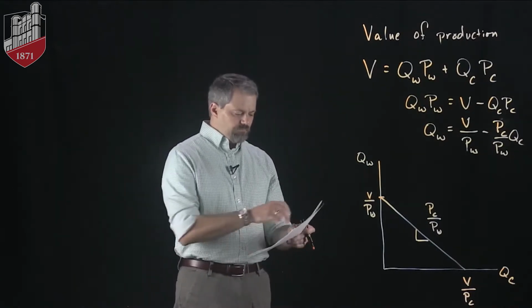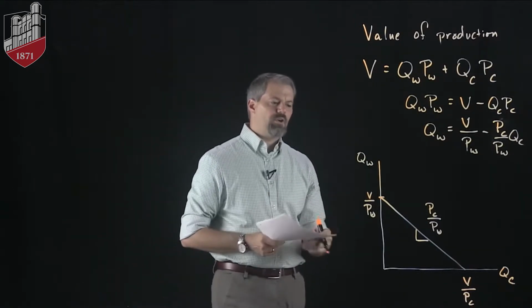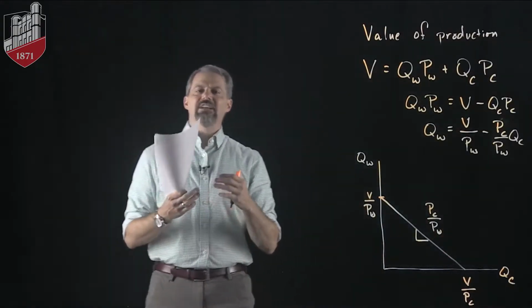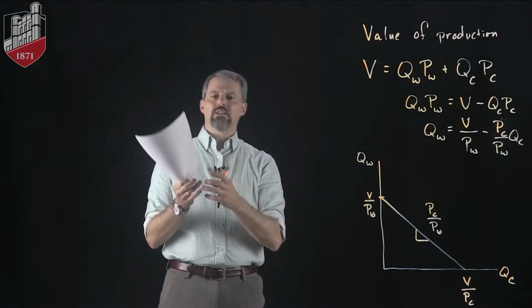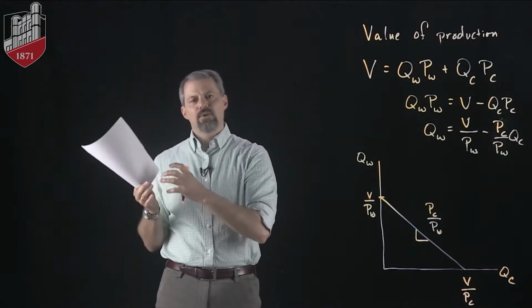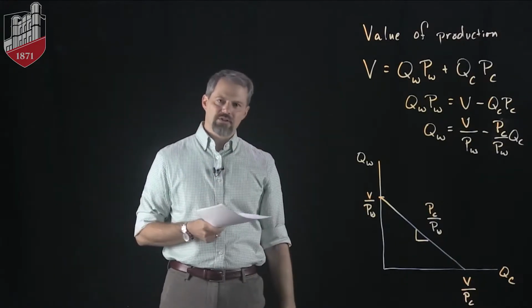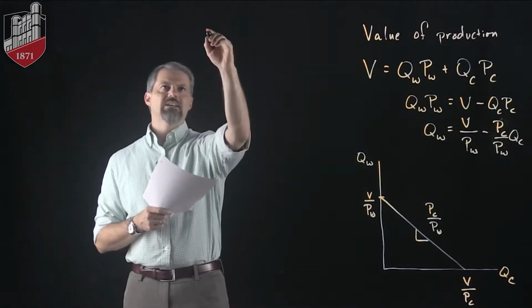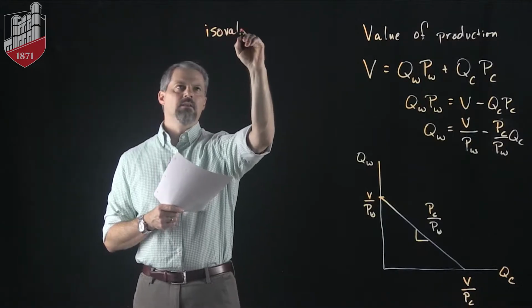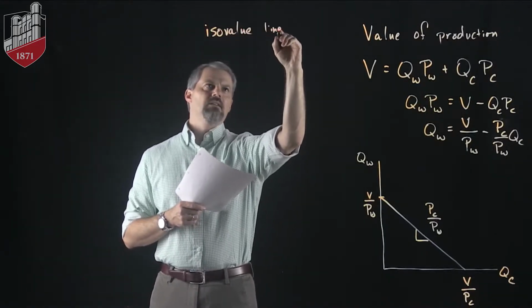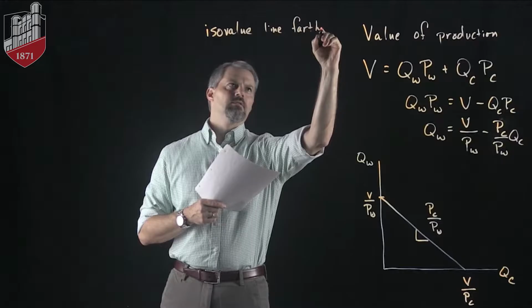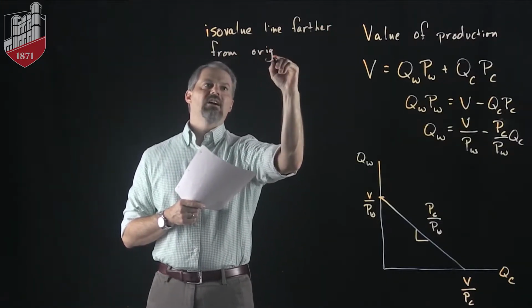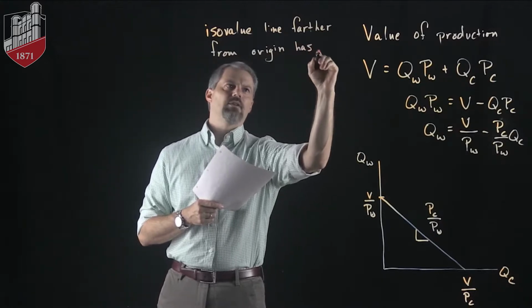Now, we're going to be using this idea of an iso-value line to figure out which of the possible bundles that the country can produce is the one bundle that they're going to choose. So let's remind ourselves here that an iso-value line farther from the origin has a higher value. That's important.